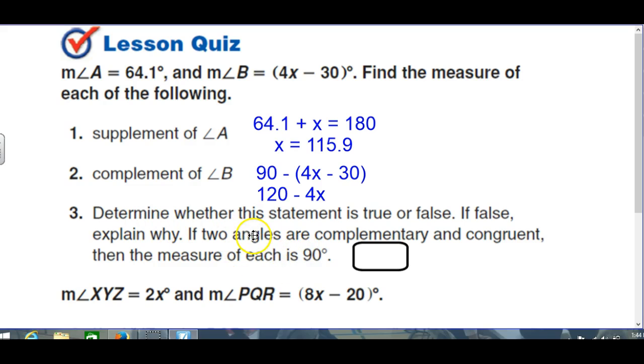This statement, if two angles are complementary and congruent, then the measure of each is 90, can't possibly be true. This is false. It is false because if two angles are 90, 90 plus 90 is not complementary, it is supplementary. So what would the angles be if they were both congruent and they added to 90? Yeah, they would be 45-degree angles. Two angles that are the same would have to be 45 degrees each in order to be complementary and congruent.